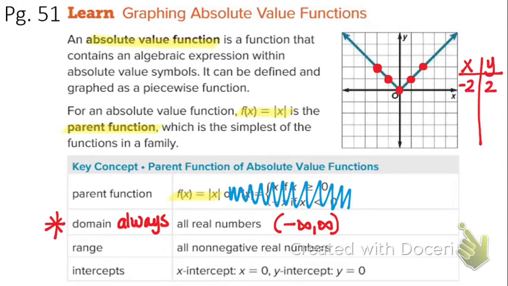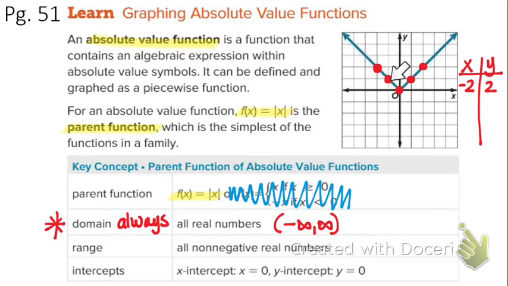So how did we get that point? We took x equals -2 and we took the absolute value of -2. The absolute value of -2 is +2. So now let's look at this point. Go ahead and write the ordered pair.